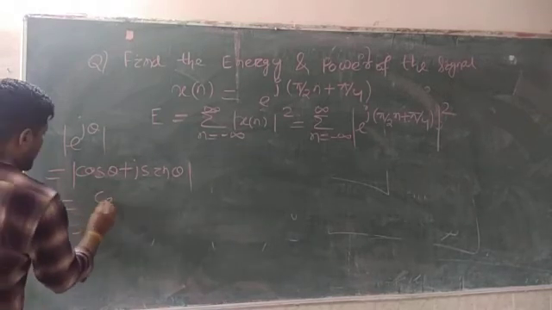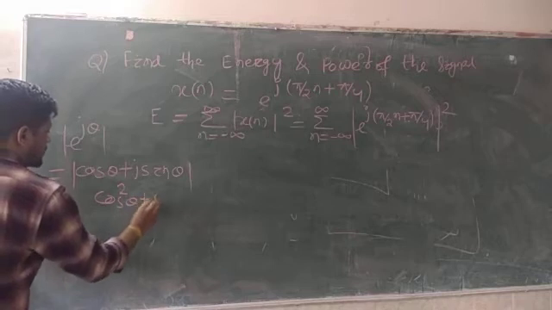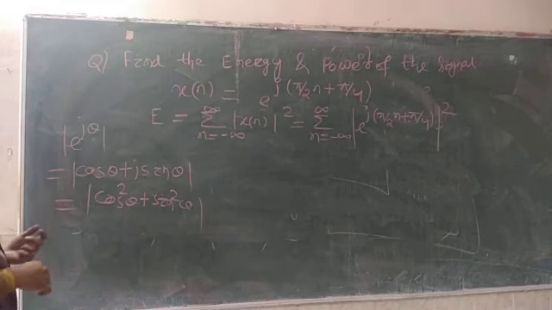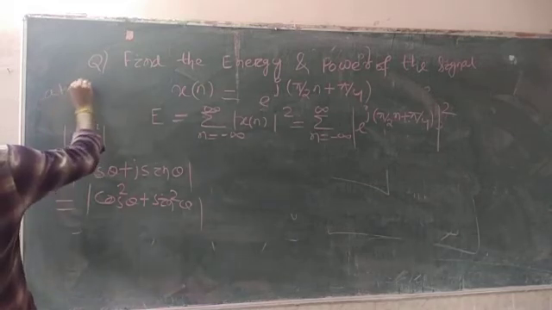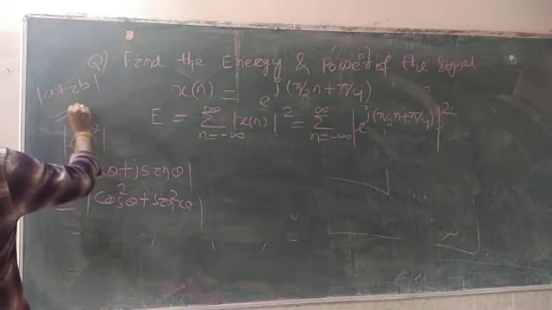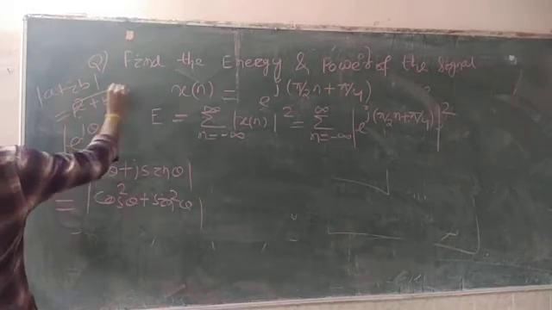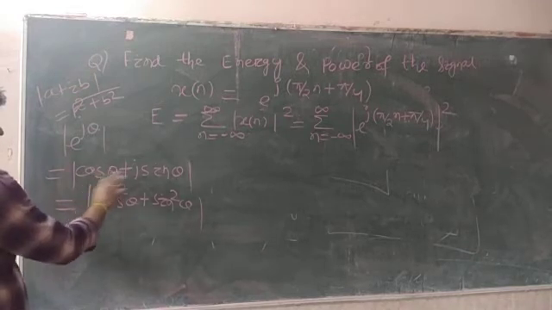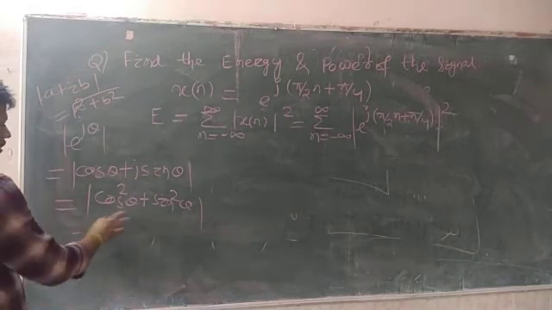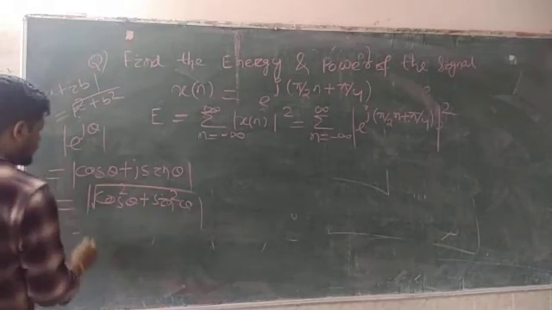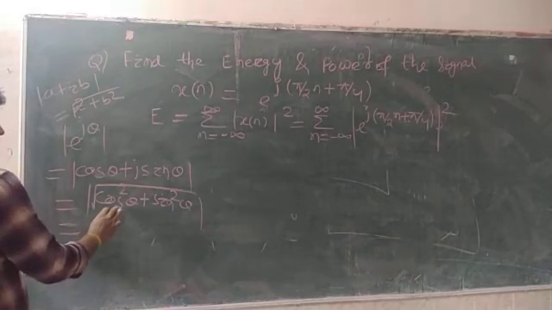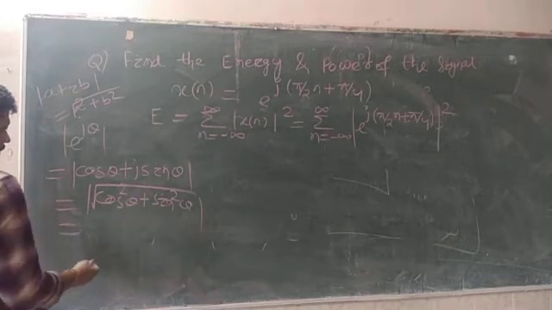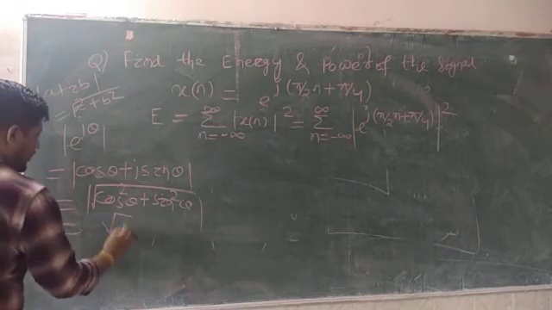So here we have square root of cos square theta plus sin square theta. Expanding e to the j theta, cos theta plus j sin theta, how do we calculate the magnitude? The magnitude of a plus ib is equal to square root of a square plus b square. Here a is cos theta and b is sin theta. That's why I have written square root of cos square theta plus sin square theta. From the trigonometric identity, cos square theta plus sin square theta is equal to 1. So the square root of 1 is equal to 1.